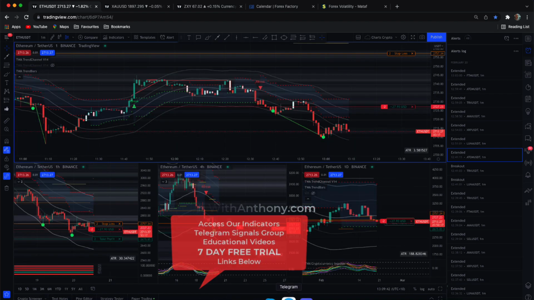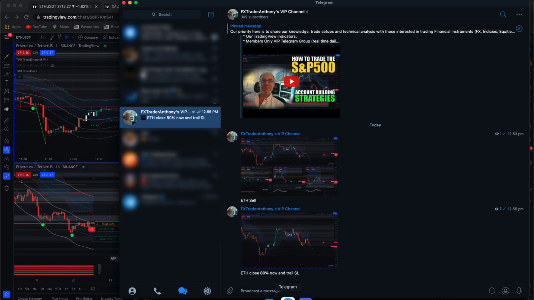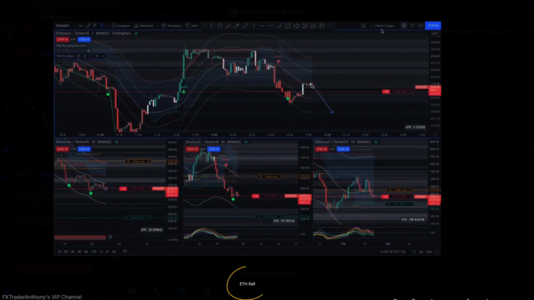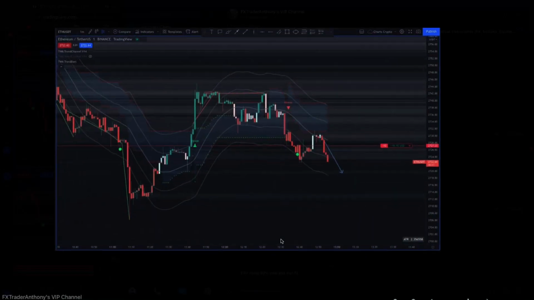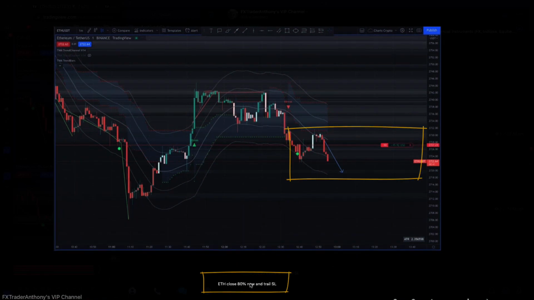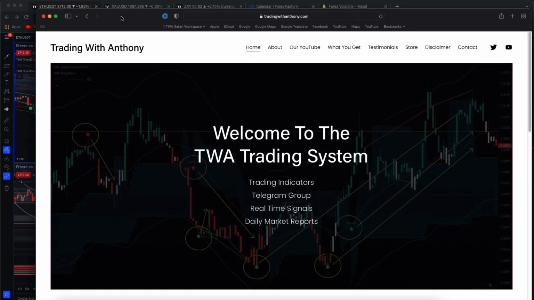In fact, we'll go over to Telegram. This was the trade signal I posted. Short it. Okay, Ethereum sell, and then the follow-up. Close 80%.